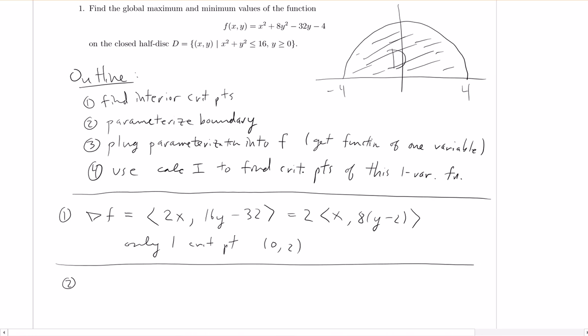Step 2, we'll parameterize the boundary. I'm going to color code this. So first, let's do this bottom edge, which I'll color blue. And I'll parameterize it as R1. An easy way to parameterize this is just t comma 0, and of course t runs from -4 to 4 here.